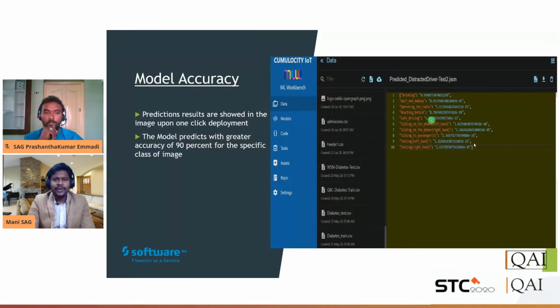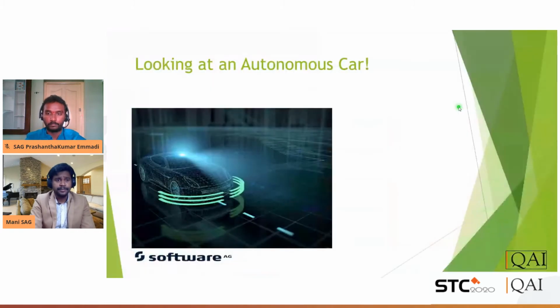Once you get this, you will get to know what is specifically happening for your specific image, for your data set. This is the end goal of model deployment, right? We'll get into a more complex use case where you have something like an autonomous car.